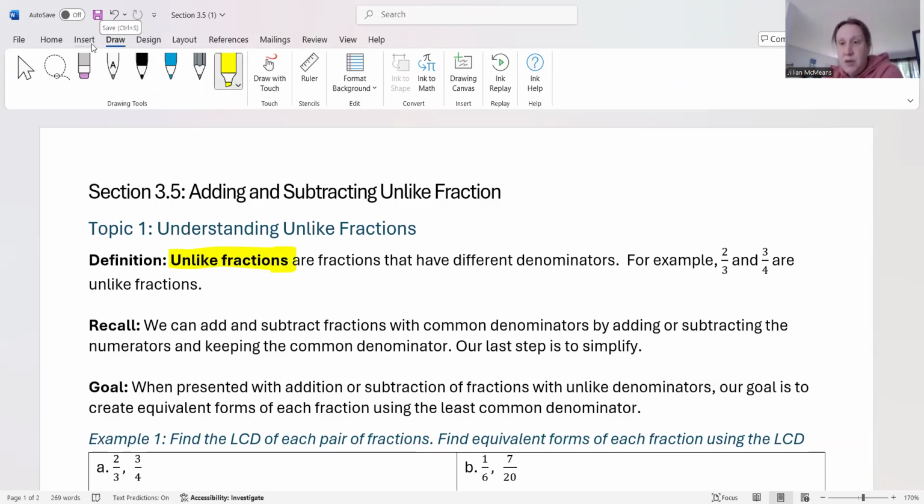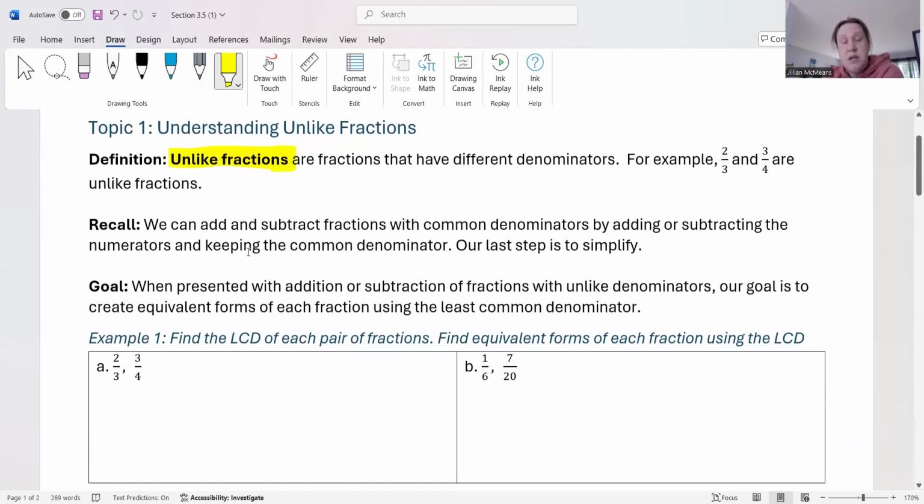Now, we have to go back and remember some stuff. In the previous worksheet, we found that we can add fractions that have common denominators. Those are called like fractions. We can add like fractions by adding or subtracting the numerators and keeping the common denominator. Our last step was to simplify. For example, if we had 2/5 plus 1/5, these are like fractions. We would add the numerators, so 2 plus 1 is 3, and then we keep it over 5. We know how to do that.